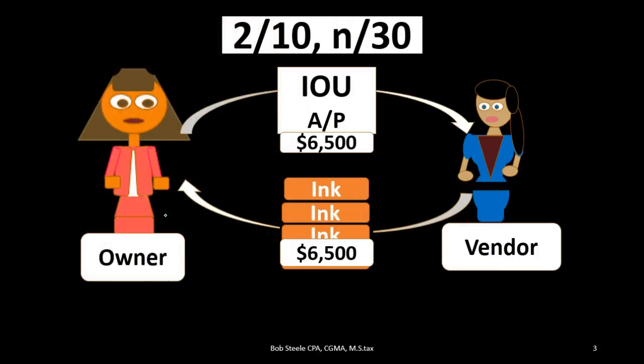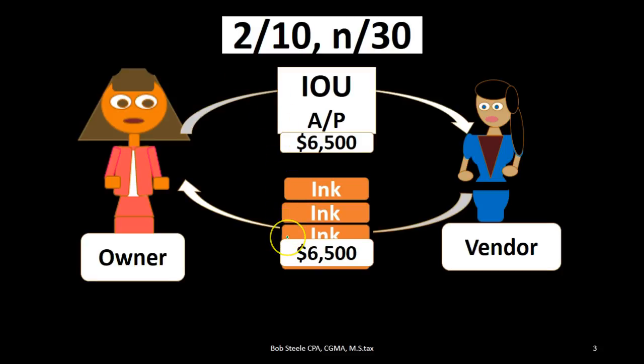Let's take a look at a transaction. We are the owner over here on the left-hand side. We have the vendor on the right-hand side. We are purchasing inventory, $6,500 worth of it on account, meaning we are giving for that inventory an IOU. We're going to pay in the future. Terms may look something like this: 2/10, n/30, meaning we get a 2% discount if we pay within 10 days. Otherwise, we pay within 30 days.